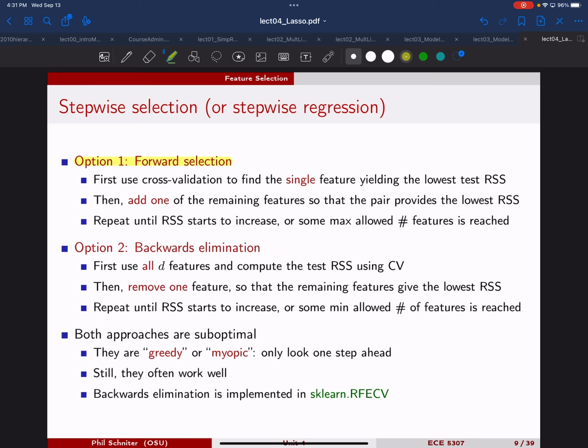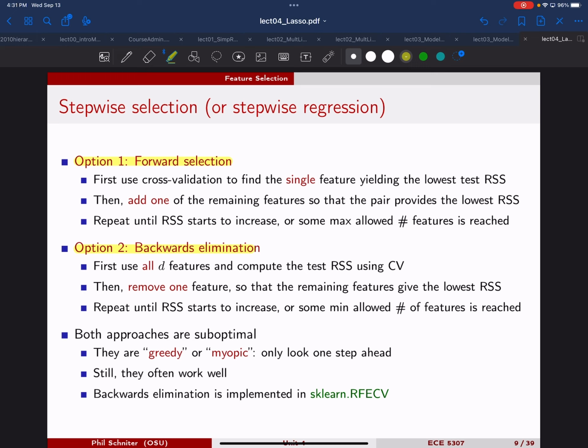Okay, the other approach is backwards elimination. So you start out by using all D features, then you go through and you remove one at a time. And you figure out which is the single best one to remove. Okay, so then once you figure out that, you remove it and you never consider it again. Now you have D minus 1 features. Now you go through them one by one, you remove a single one. You figure out which is the single best of those to remove. Once you remove it, you never consider it again.